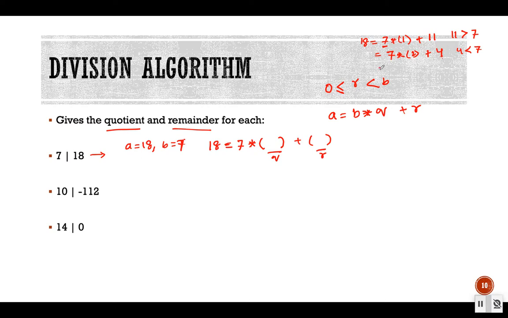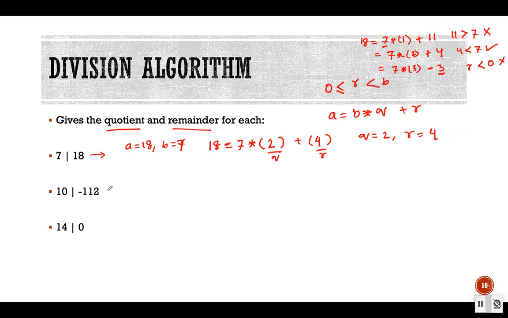Now if we think about 7 times 3, which is 21, I have to make it 21 minus 3. But here my remainder r is less than 0, so that condition does not work. Only the previous one works. So q equals 2 and r equals 4.